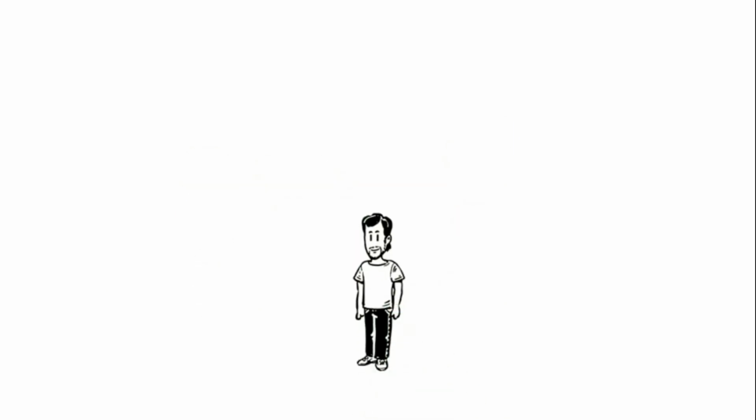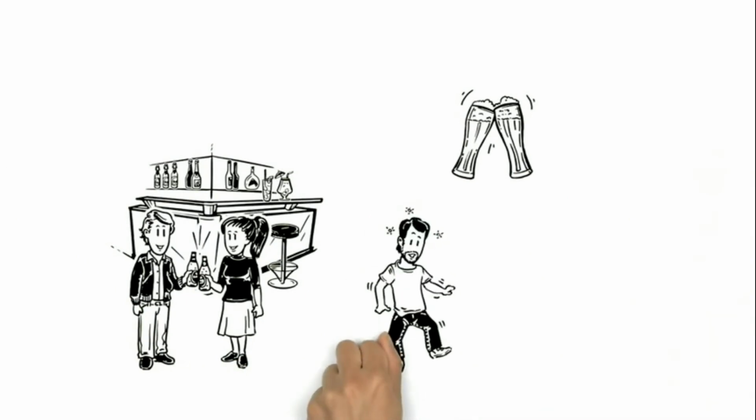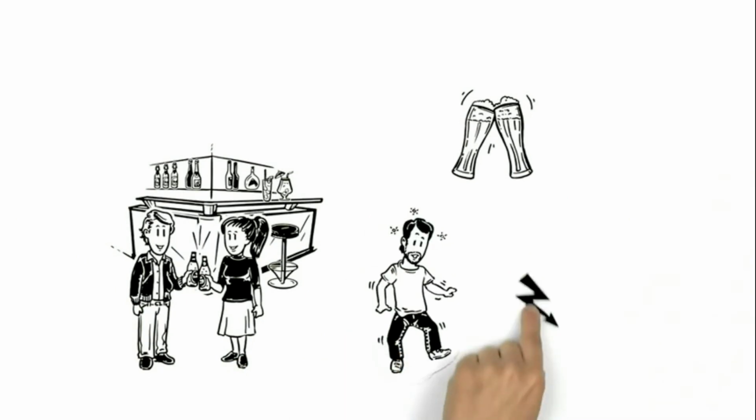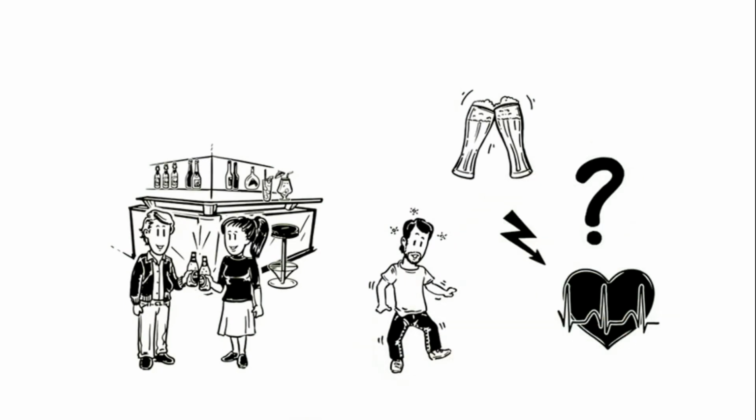We explain what alcohol does to your body. This is Michael. He enjoys going out and drinking at the weekend. Sometimes a bit more than he should. He's worried that it might be affecting his health. What exactly is alcohol doing to him?